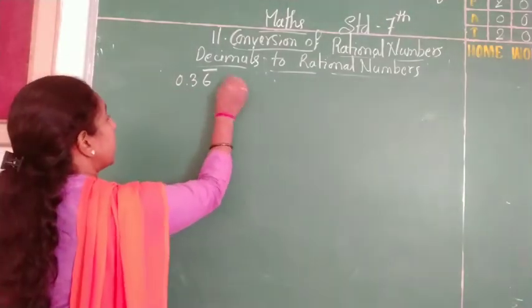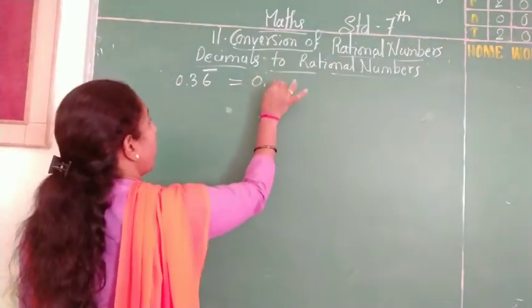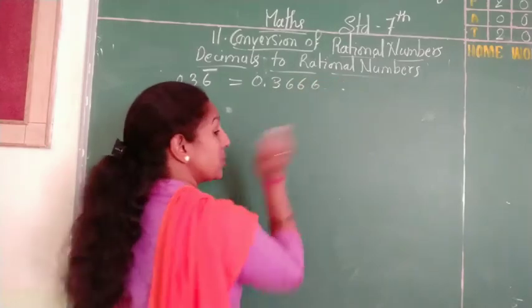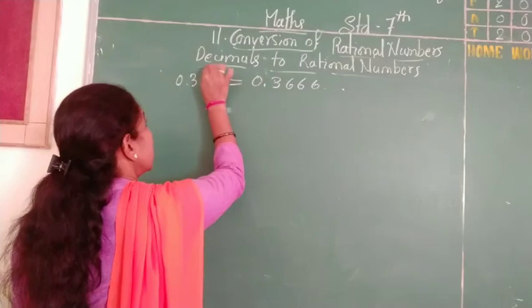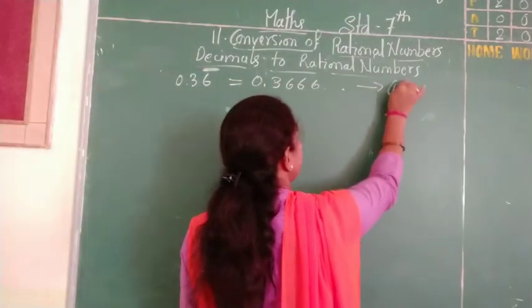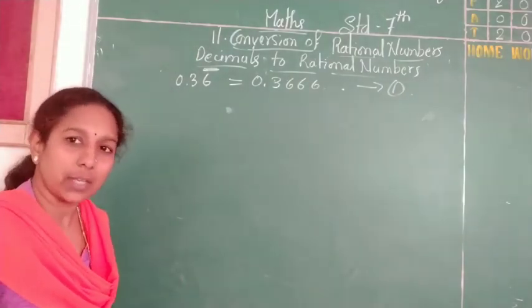First I will write this number in expanded form. So 0.3666 will be there. 3 is not repeating here. We have to repeat only 6, because the bar is only on the 6. So I will write it like this. This one I will consider as equation 1.